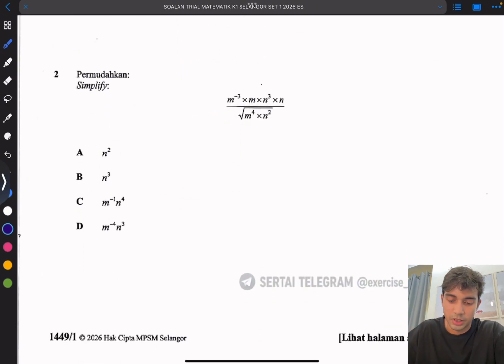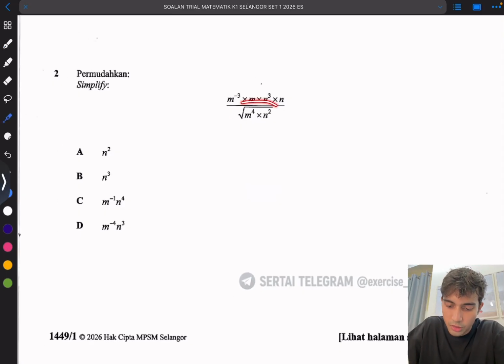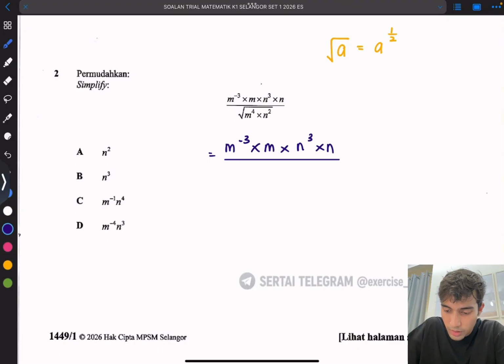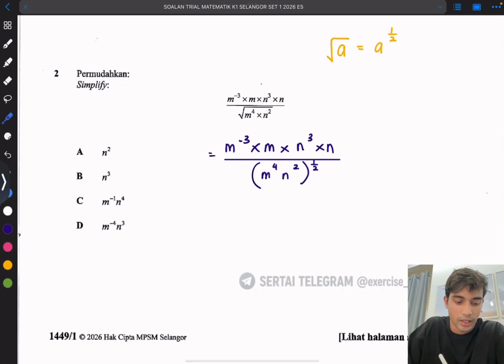Right. Next one is indices. Okay, so here we have a square root. Whenever you see square root, you must remember the square root of a, we can write this as a to the power 1 over 2. So here when we have square root, we can change this. So the top we can just copy down. The bottom here will have m to the power 4 times n squared, all to the power 1 over 2. Okay, and then these powers you can multiply.